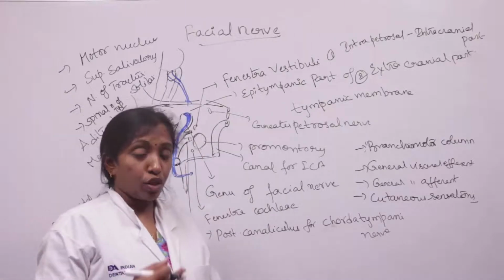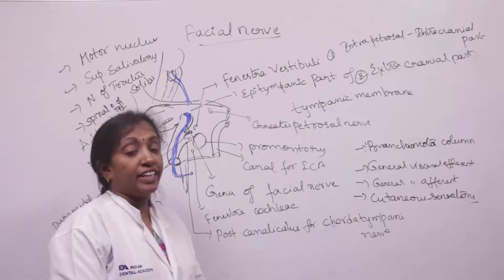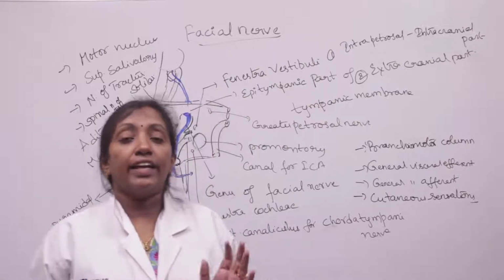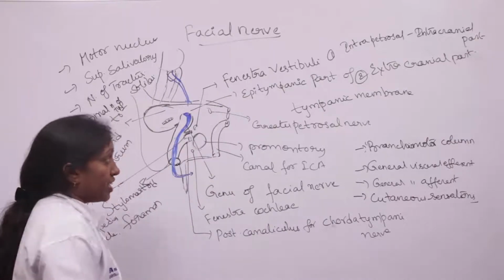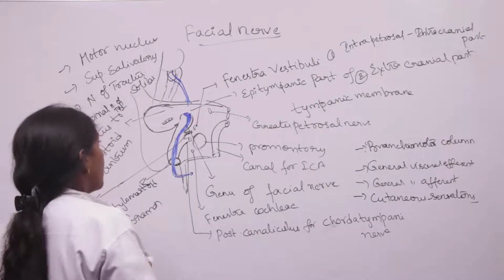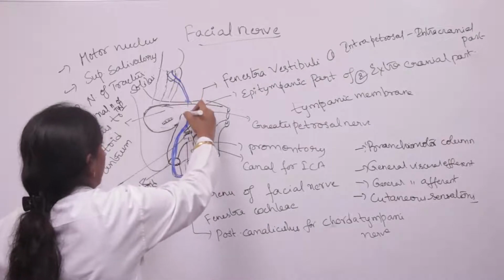At the bottom of the internal acoustic meatus, these two roots unite, and they enter into a bony canal, that is nothing but the facial canal. In the facial canal, first the two roots of the facial nerve unite to enter into the bony canal.